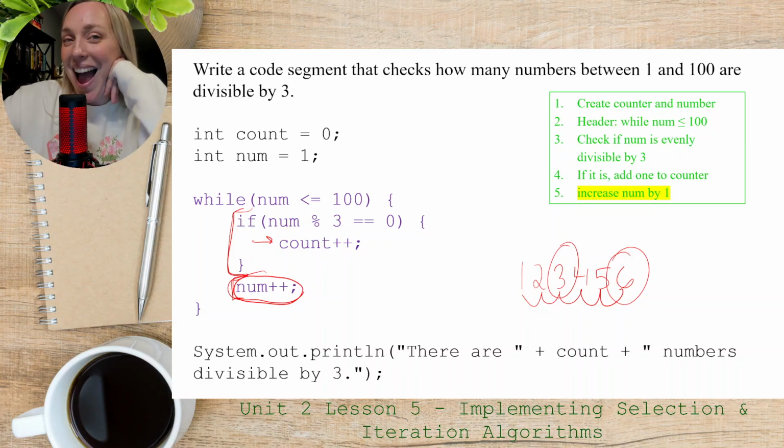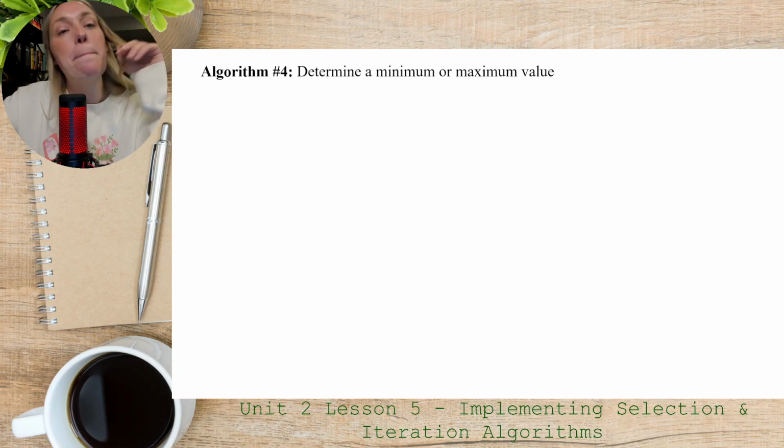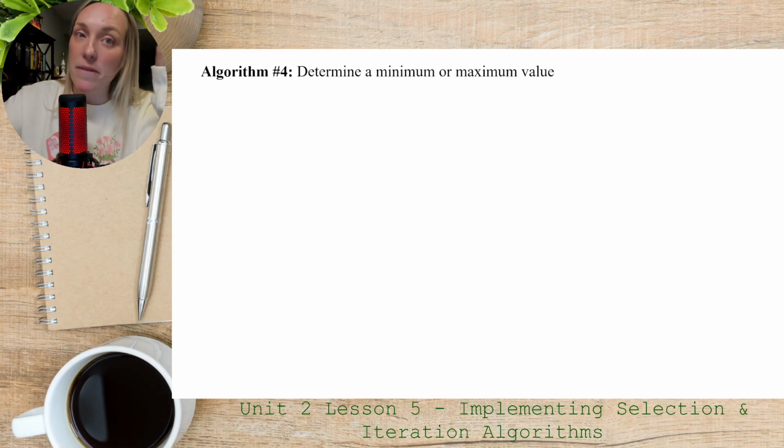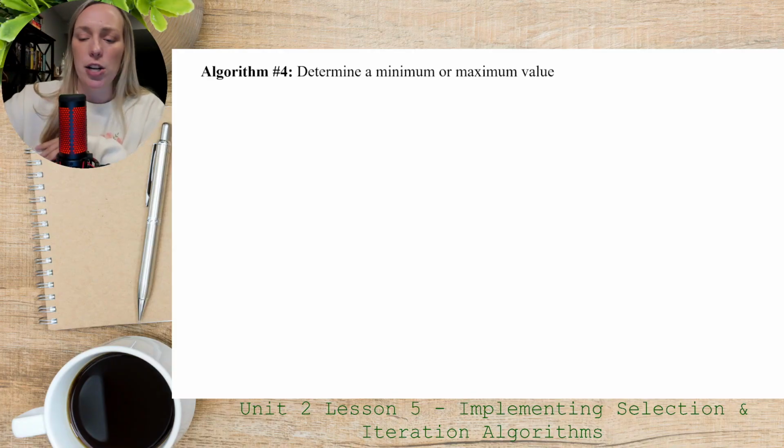Okay? All right. The next algorithm, we've got 2 more. Algorithm 4, determine a minimum or a maximum value. Again, we use this a lot with data structures, but we're going to apply it. I'm going to give you the steps and we're going to apply it to something we already know here.